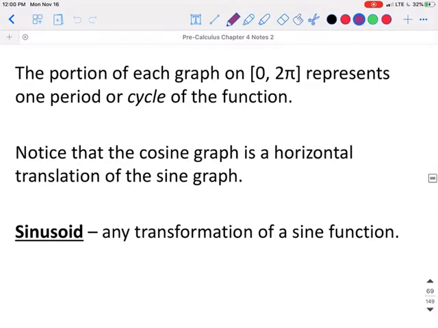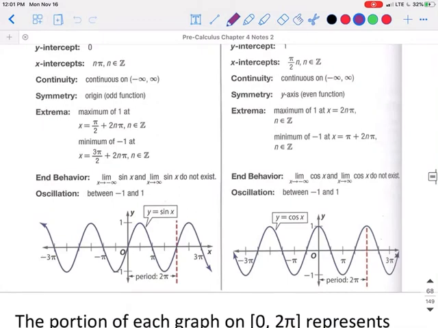The portion of each graph from 0 to 2 pi represents one period or cycle of the function, as long as there is no type of transformation. Notice that the cosine graph has just a horizontal translation of the sine graph. So if we look, the sine graph and the cosine graph look exactly the same.